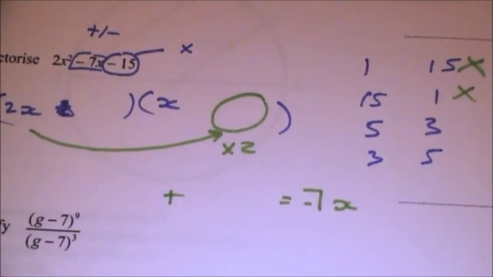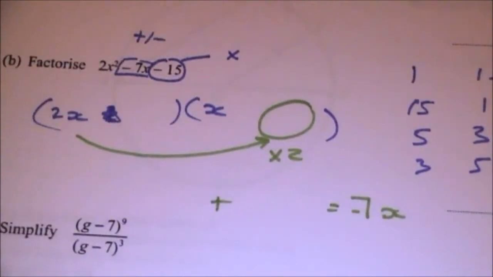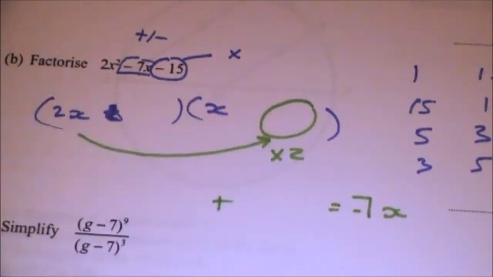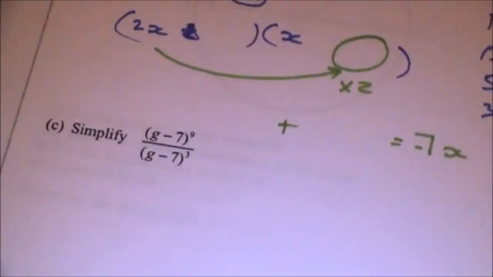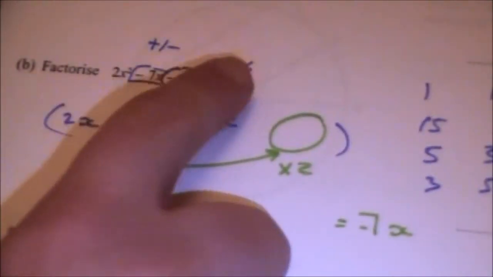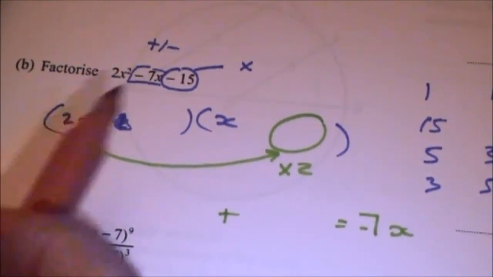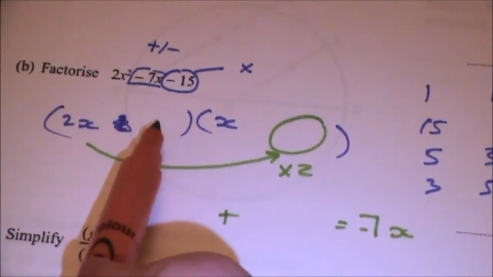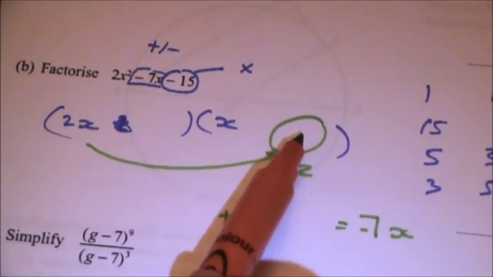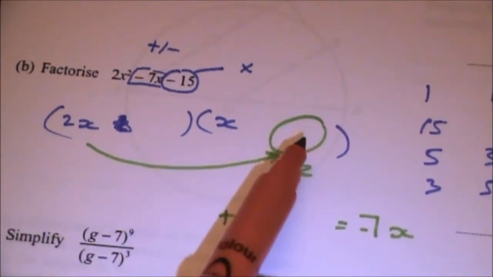However, if you really cannot do that and you can't process the thought of doing all this work, then as long as you put a 3 and a 5 and a plus and a minus with either of them, you'll probably get a method mark, because you've shown the knowledge that they have to times together to give you negative 15. But let's do this properly. Let's think about it. If I had a 3 there and a 5 there, this would end up being doubled to get 10.